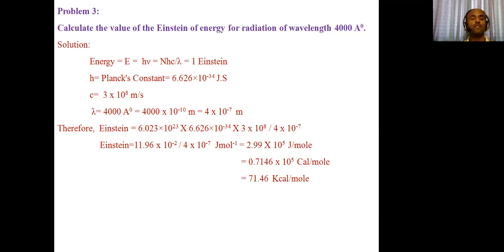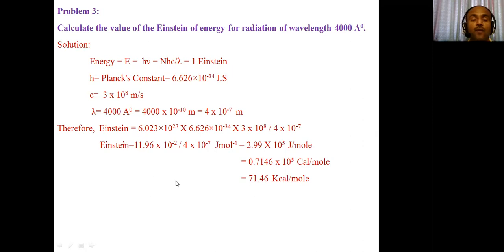One more problem is there. It is very much similar to the previous one. Calculate the value of Einstein of energy for radiation of wavelength 4000 angstrom. Again, same formula and same conversion factor is also there. Planck's constant is given already in SI system. Speed of light is meter per second, SI system. Convert wavelength angstrom into meter. It will be 4 into 10 raised to minus 7 meter.